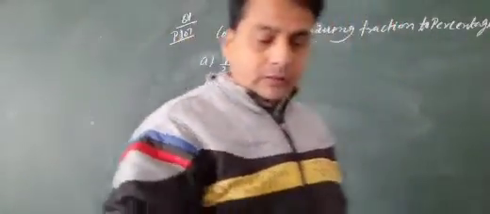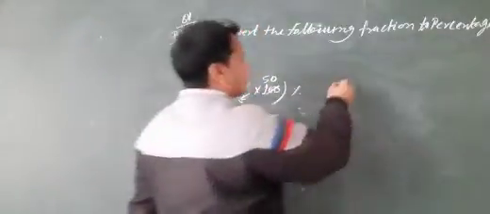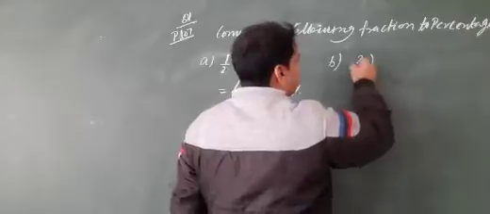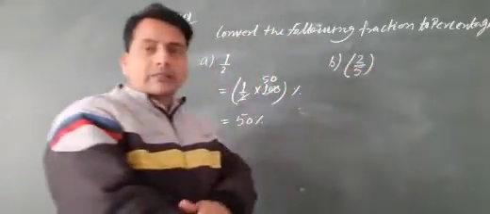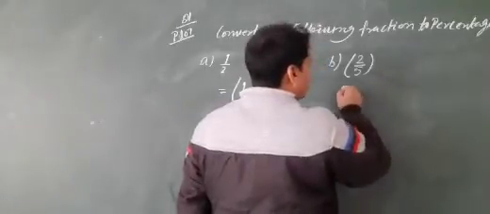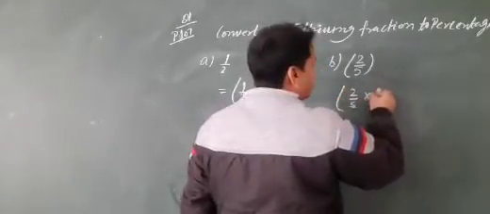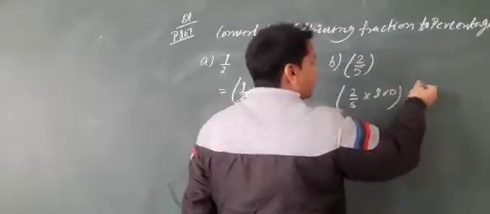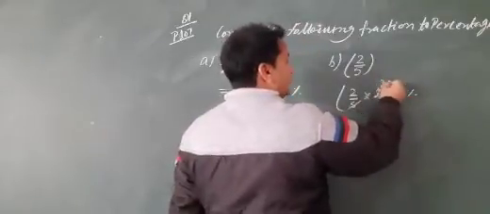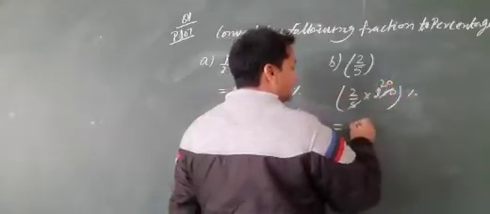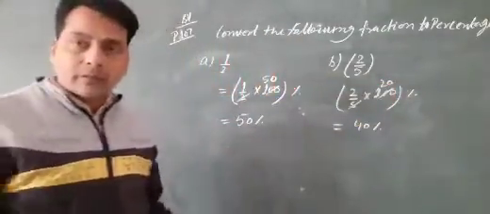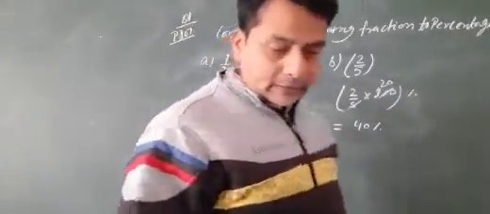Now another question, 2 by 5. Convert this fraction to a percentage. First we multiply by 100 inside the bracket with the sign of percentage. Then 2 into 20 is equal to 40%. So 2 by 5 is equal to 40%.